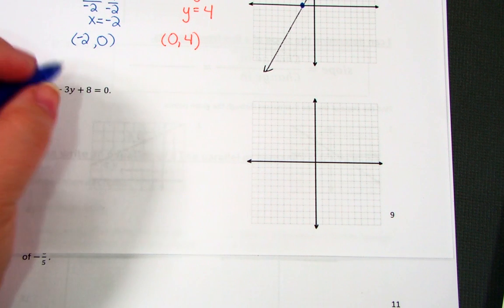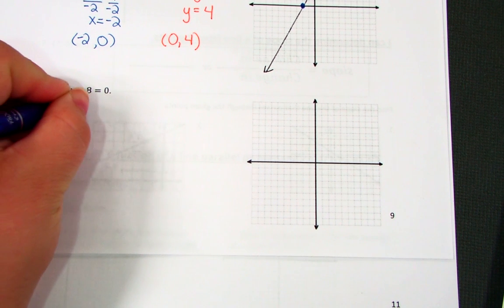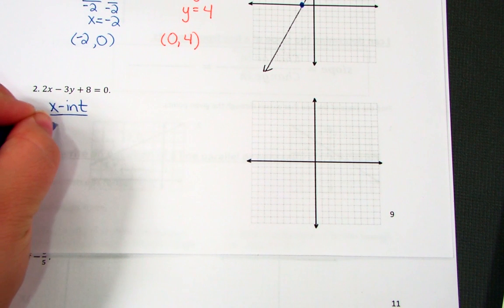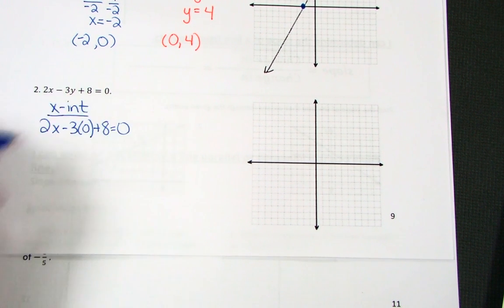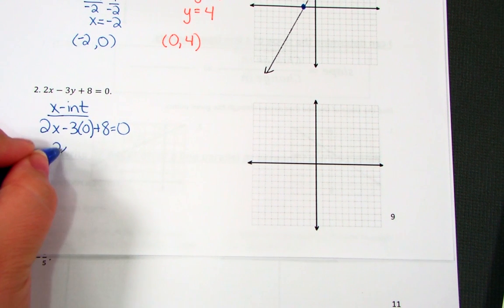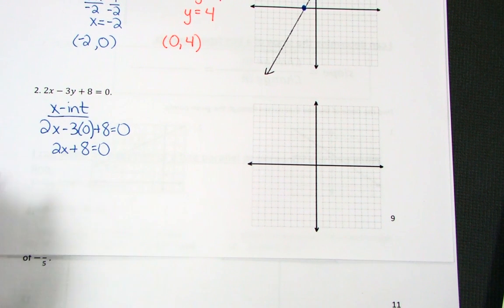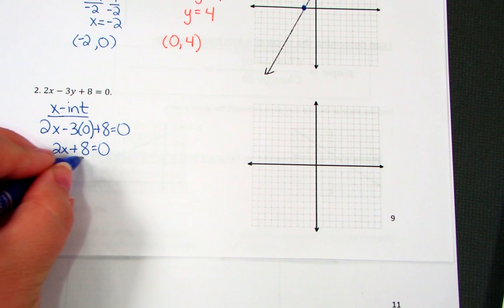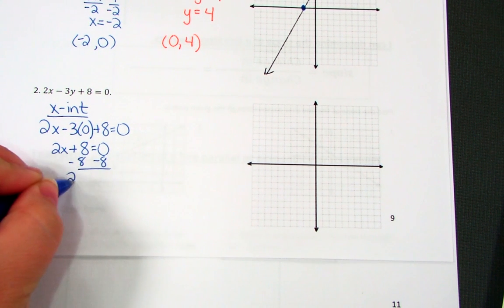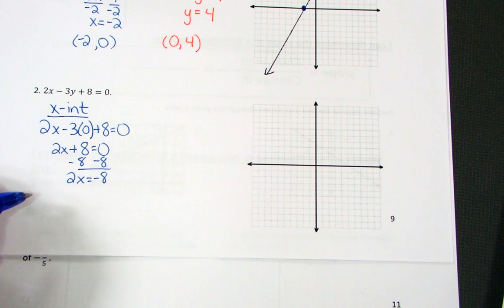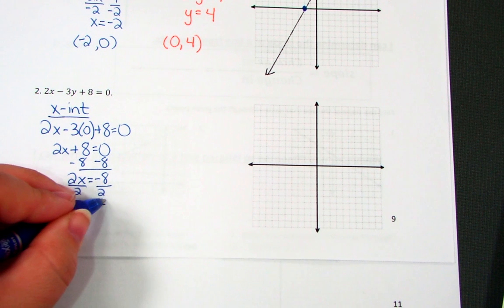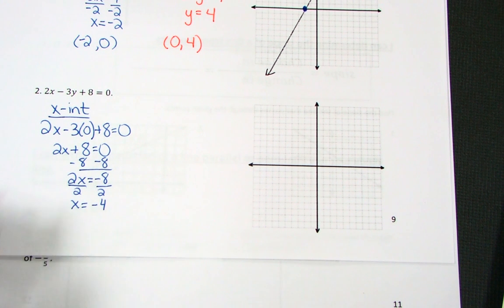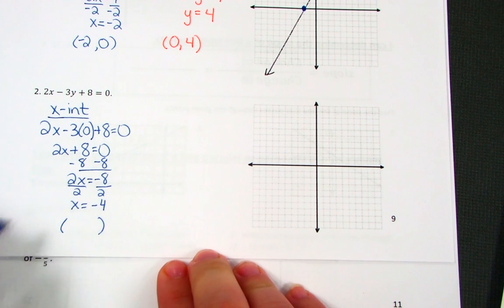So for the x-intercept, we're putting 0 in for y. So 2x minus 3 times 0 plus 8. So I've got 2x plus 8 equals 0, and we can solve from there. Subtract 8 from both sides. Divide by 2 on both sides. And x equals a grand total of negative 4. So my x-intercept has to be negative 4, 0.